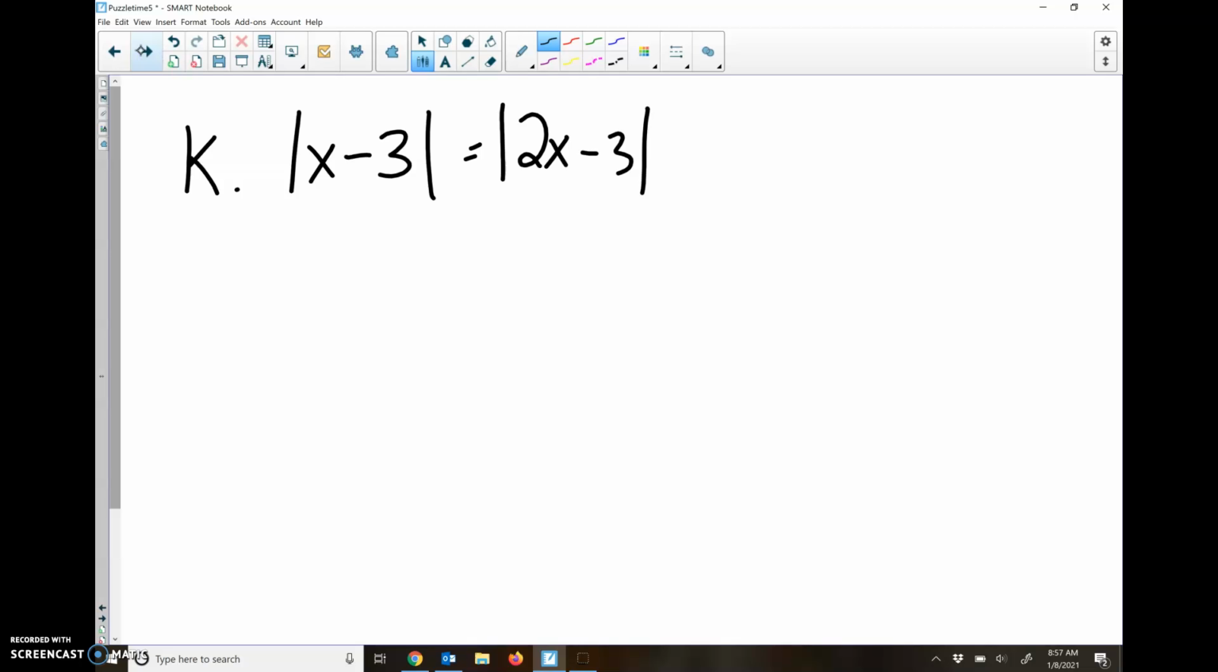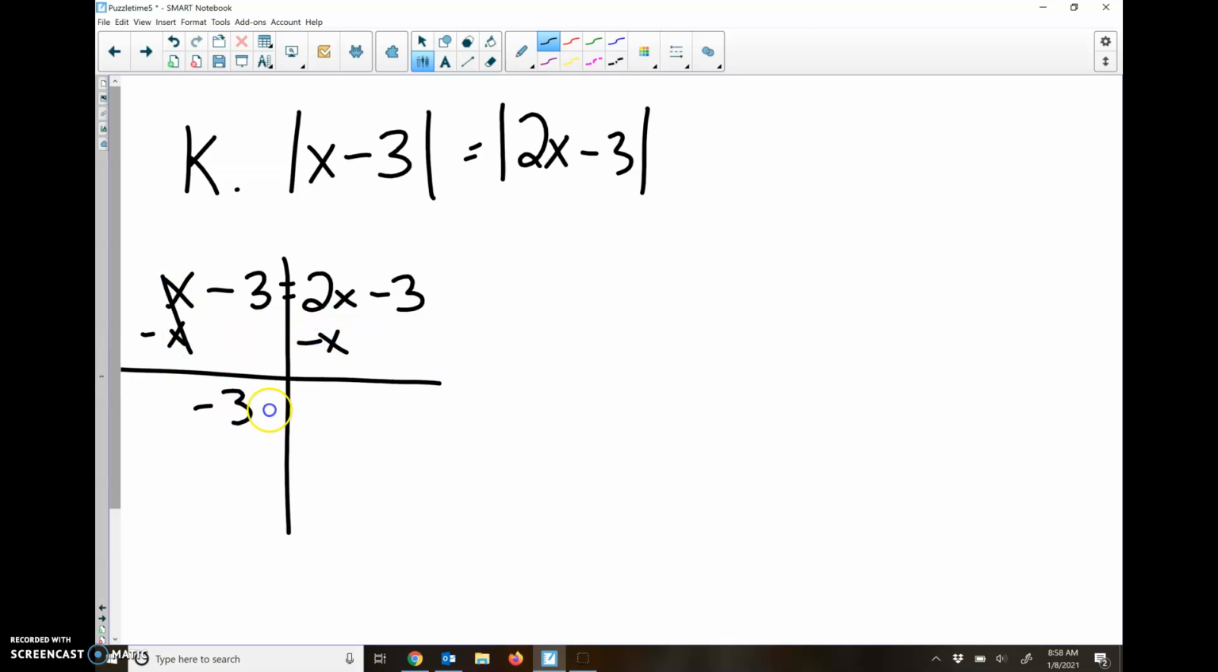Okay, and then we get into some absolute value ones. So remember, with these, we're going to do one problem just normal, just get rid of the absolute value bars, and solve for it like we normally would. So I have x minus 3 equals 2x minus 3. So I'm going to subtract x from each side. So I'm left with negative 3 equals x minus 3, since 2x minus x is just x. And then I'm going to add 3 to each side. Negative 3 plus 3 is 0. So for my first problem, I'm left with x equals 0.